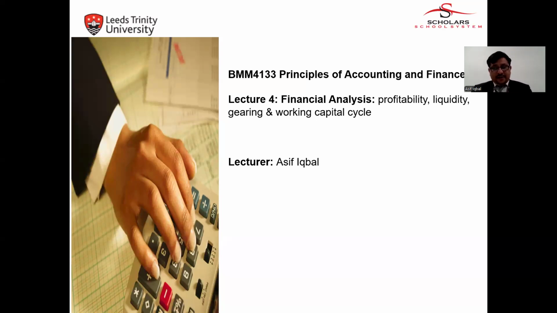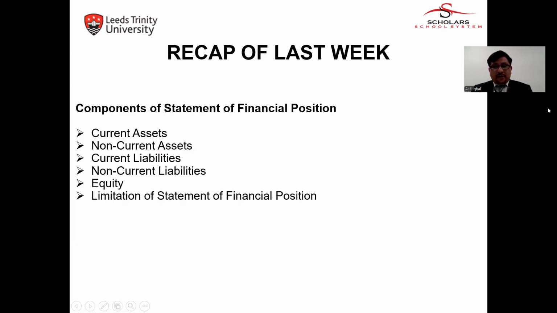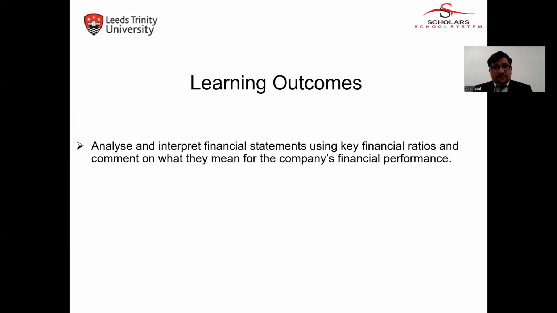I'm here with you today regarding the lecture for financial analysis of module BMM4133 Principles of Accounting and Finance. First of all, I will do a recap from last week, in which we discussed the components of the statement of financial position, which includes current assets, non-current assets, current liabilities, non-current liabilities, equity, and limitations of this statement. Today we cover the learning outcome: analyze and interpret financial statements using key financial ratios and comment on what they mean for the company's financial performance.